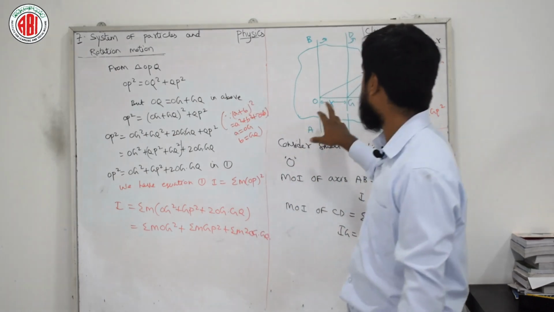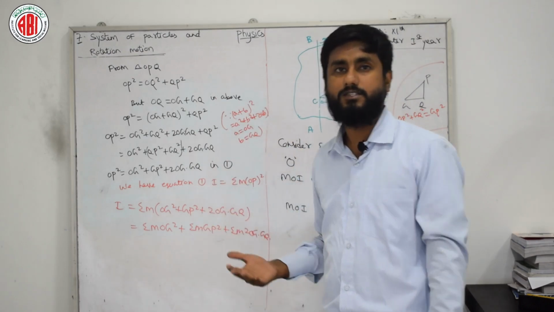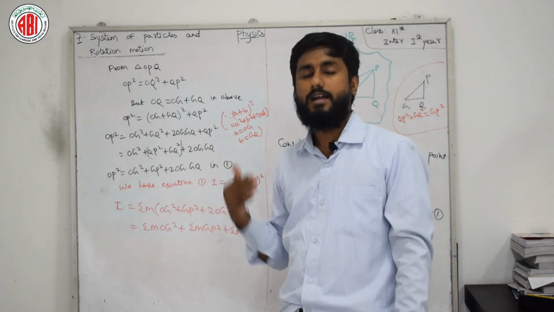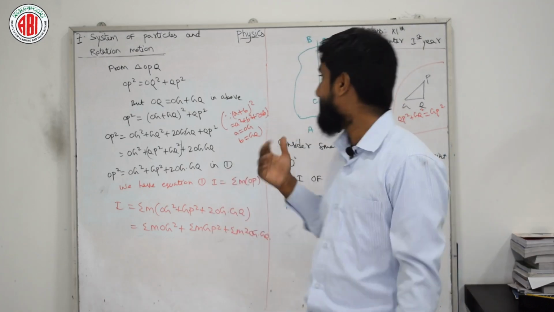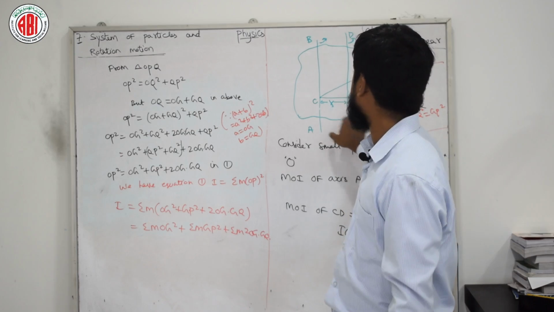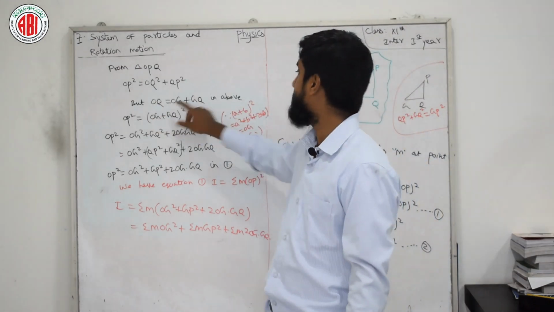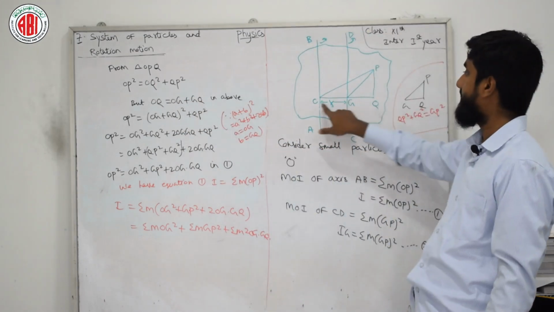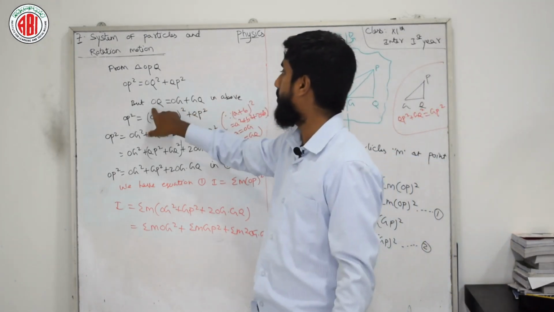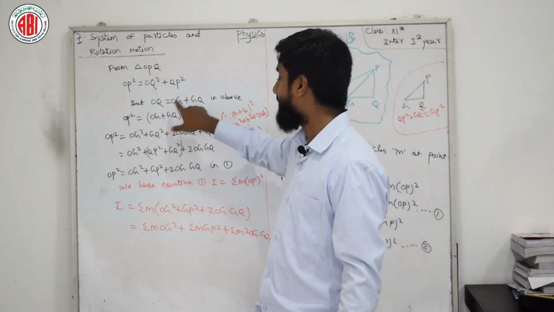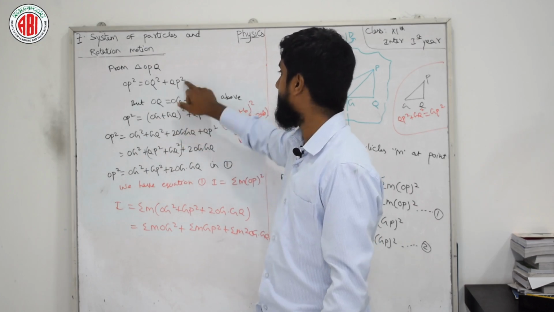Once again I want to take a glimpse at this part. I am considering one triangle here, OPQ. From triangle OPQ we are applying the Pythagoras theorem. What does the Pythagoras theorem say? Hypotenuse square is equal to adjacent square plus opposite square. So that's what I applied: OP square is equal to OQ square plus QP square. But we know that OQ is nothing but OG plus GQ. In place of OQ, I am putting OG plus QG, or GQ, whatever you say, whole square plus QP square as it is.